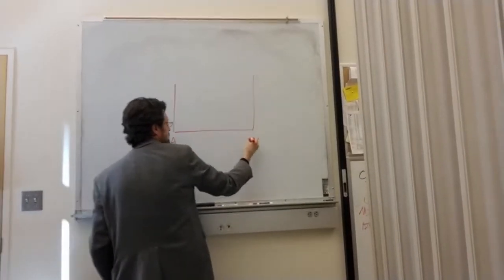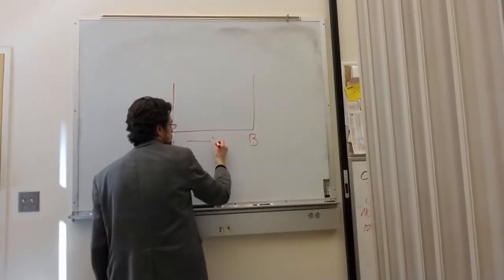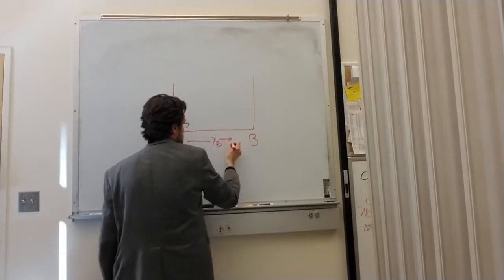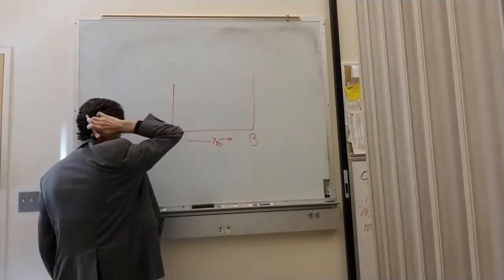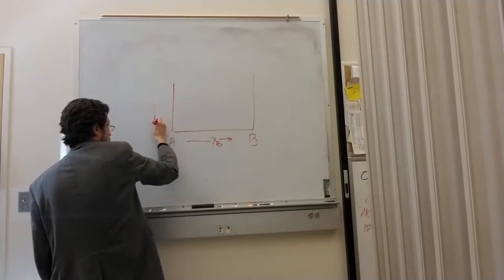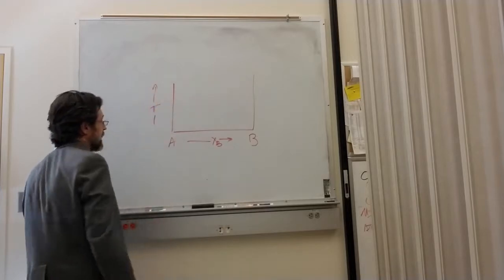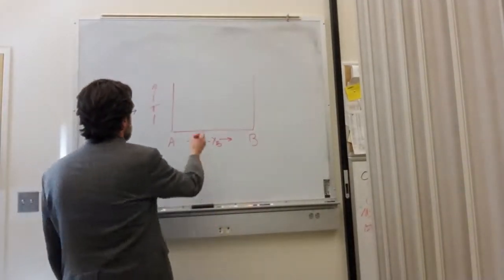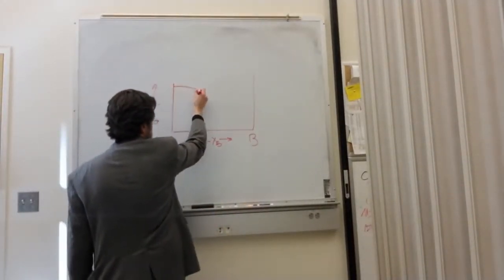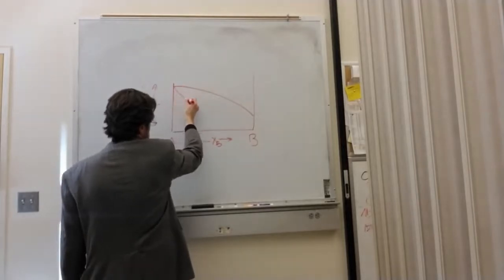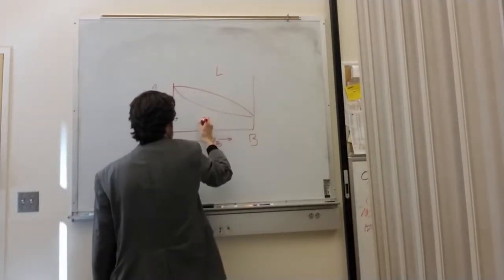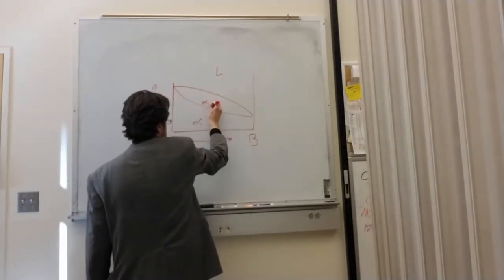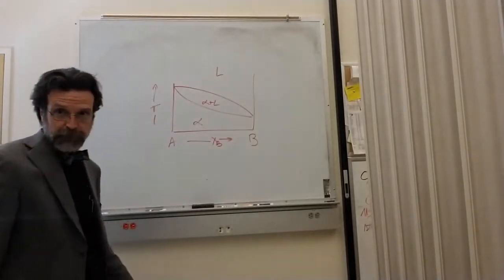So A on the left, B on the right, XB, and this is going to be the temperature on the y-axis. So let's make the simplest phase diagram we can make, just one of these lenses with liquid, alpha, and alpha plus liquid.